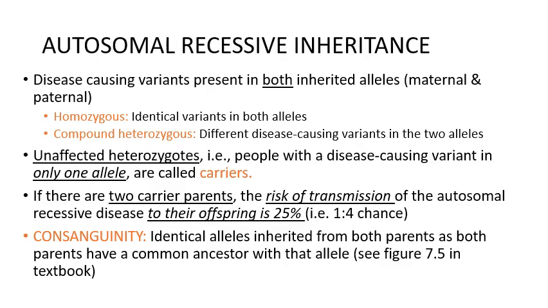Let's start with autosomal recessive inheritance. So in autosomal recessive inheritance, disease-causing variants are present in both the inherited alleles, the maternal as well as the paternal. So there are some genes which are autosomal recessive, and you need to have a problem in both the maternal copy, so the copy that's inherited from the mother, as well as the paternal copy, the copy that is inherited from the father, for a person to actually develop the disease.